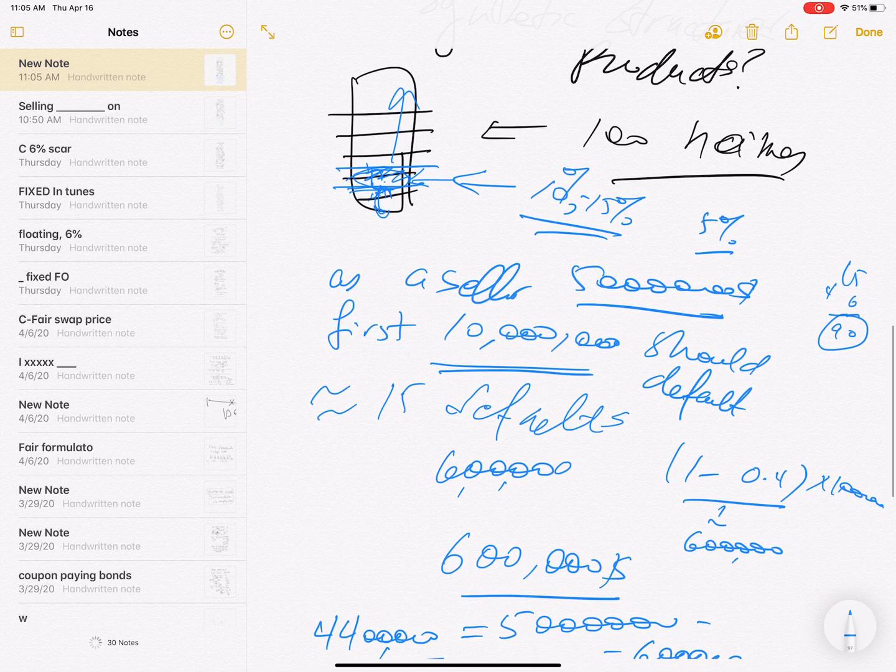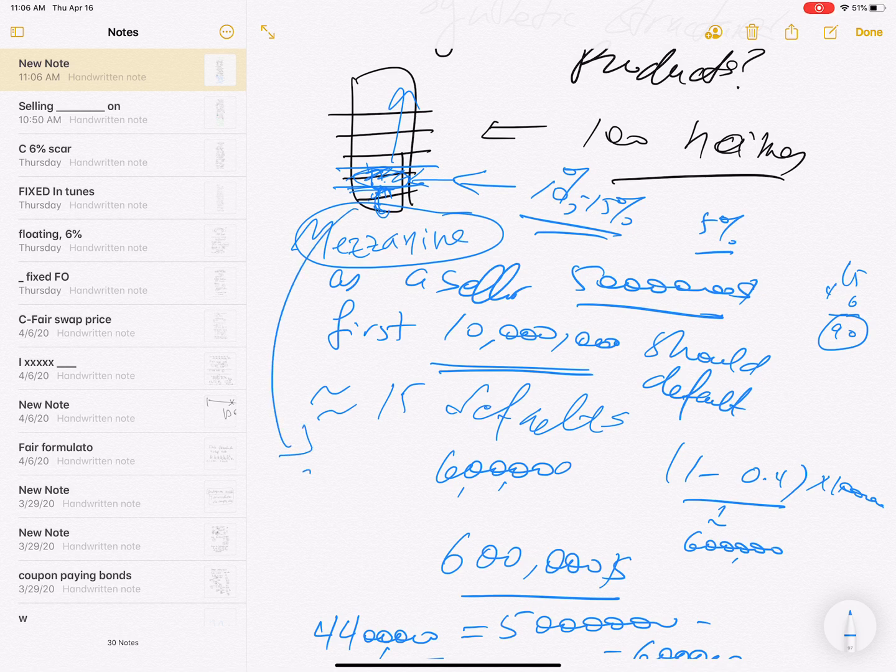These chunks are called mezzanine debt. Why are they called mezzanine? Because they are in the middle, right? You don't care about the bottom structure, you just care about some chunk in the middle. The first 0 to 10, which is the most risky, is called the equity tranche.